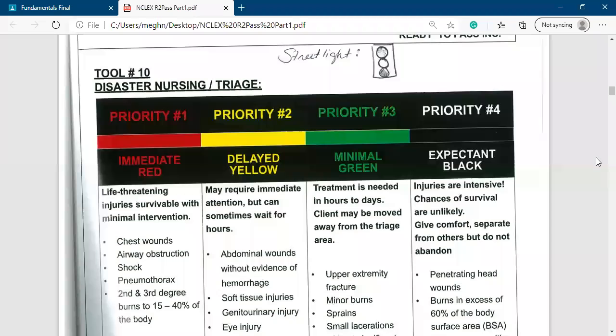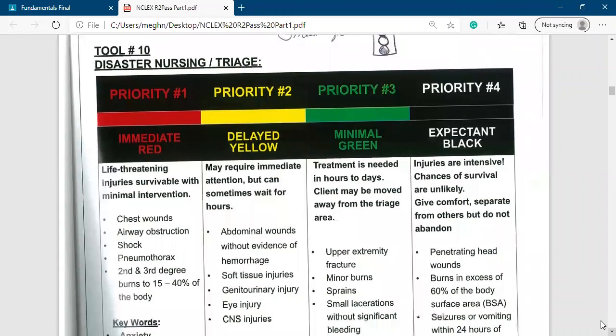So this is the triage, or how to manage the disaster. When we need casualty management, we have to categorize the patient. Which patient has to go first to be checked, right?